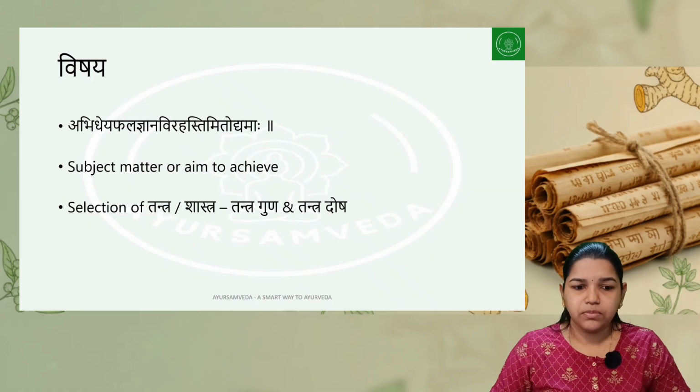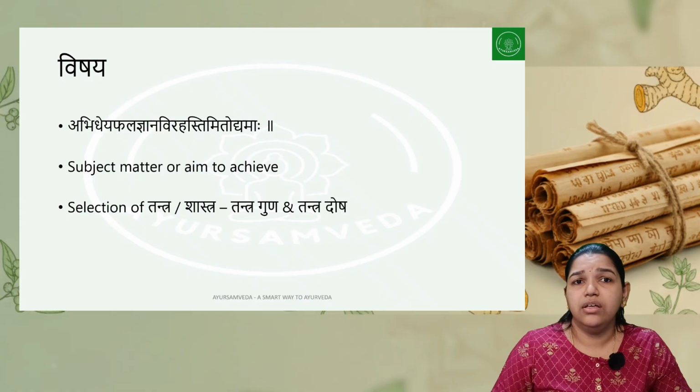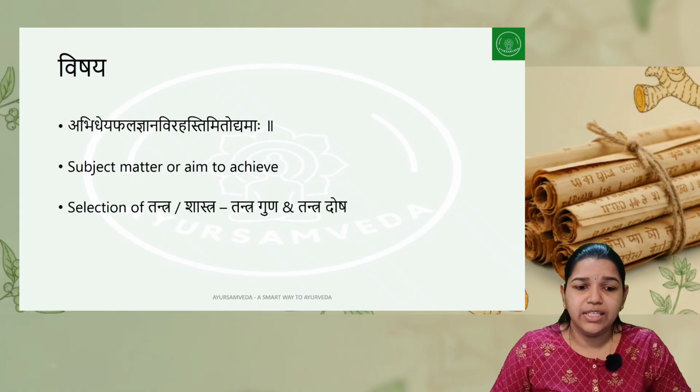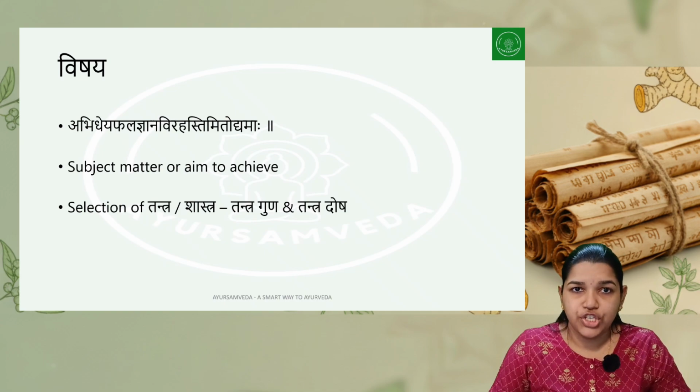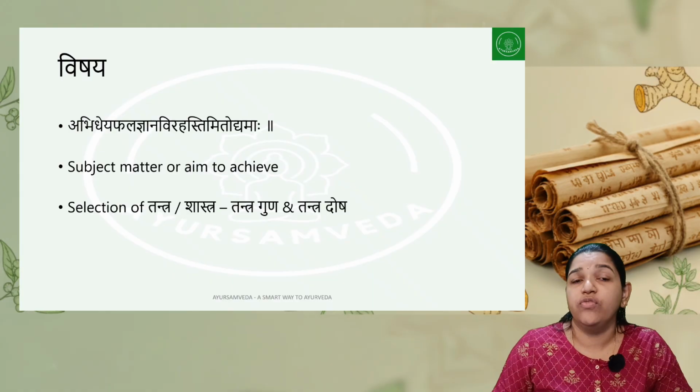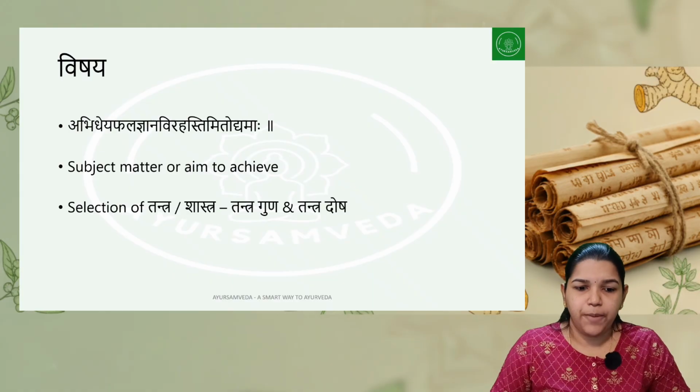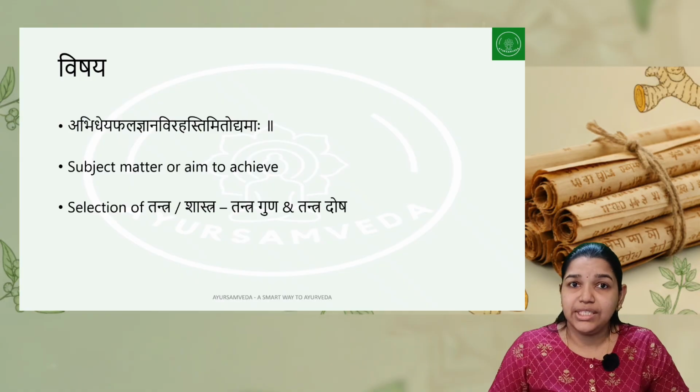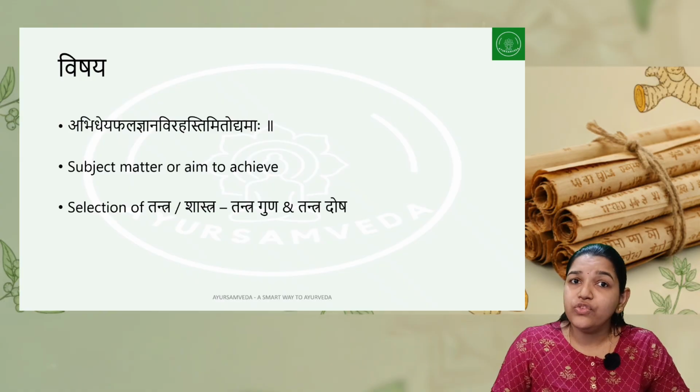subject matter. So if we consider the Samhitas, we can see that Abhideya Phalajnana Virahas Timidodyamaha, that is the subject matter or aim to achieve is considered to be Vishaya. That is what we have to achieve, what we have to study, what is the purpose, that is considered to be the Vishaya. So the selection of a Tantra or a Shastra based on its Tantra Guna and Tantra Dosha is considered to be Vishaya. That is, the Shastra has to be selected.